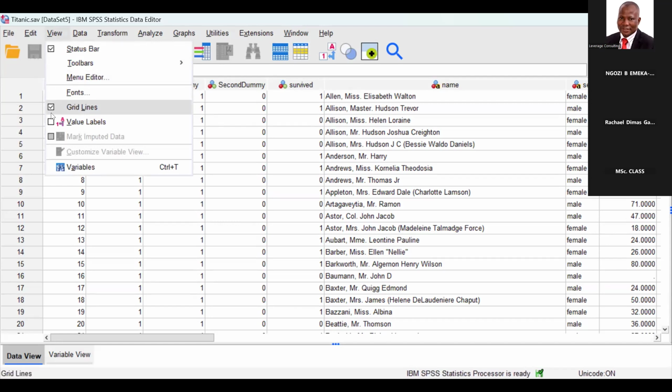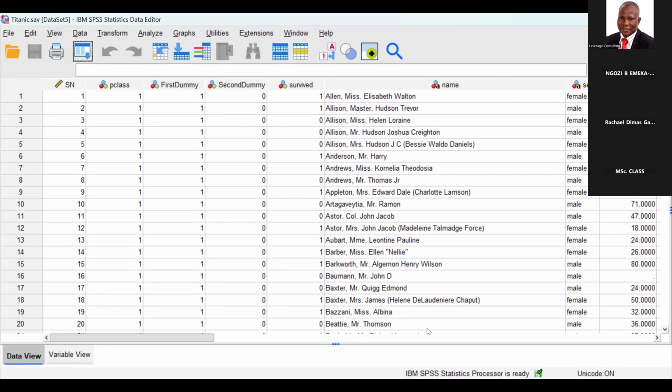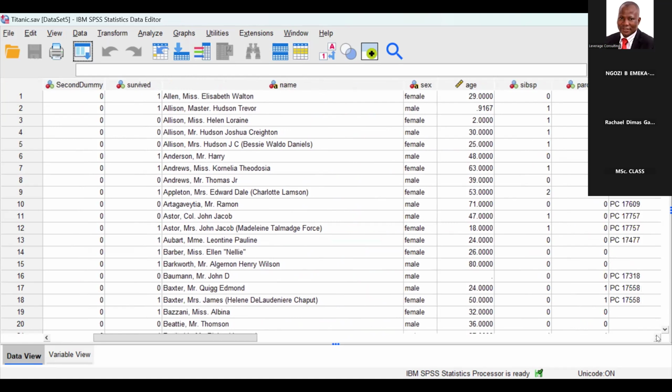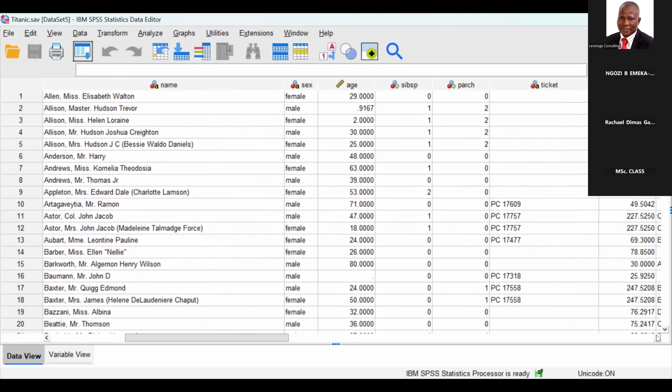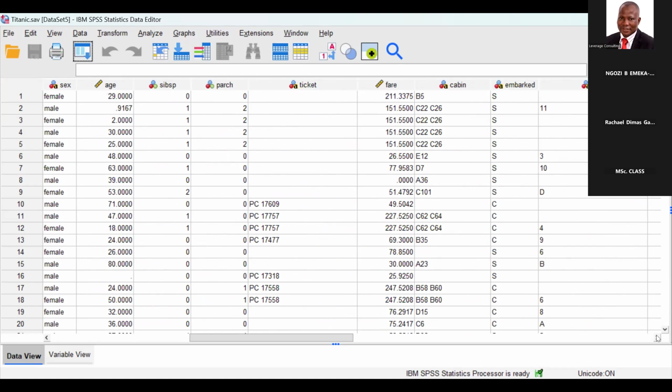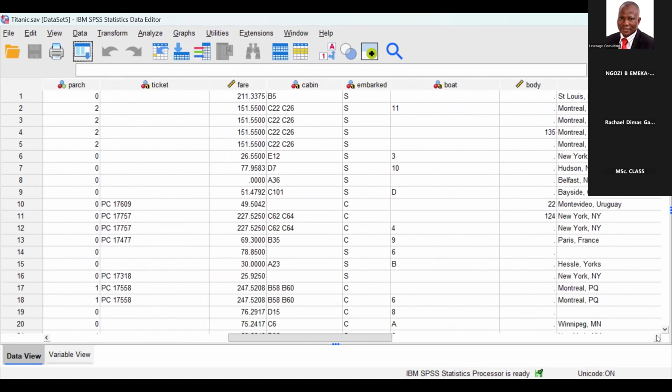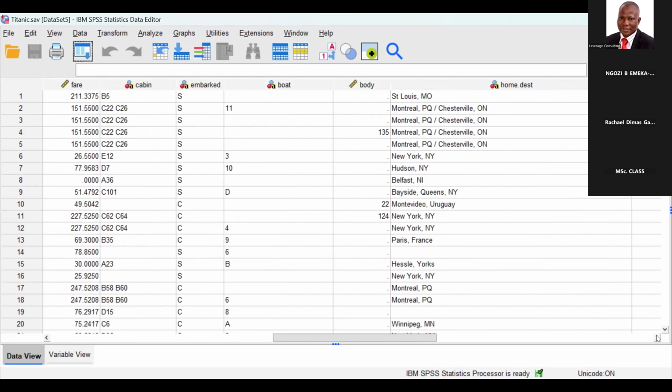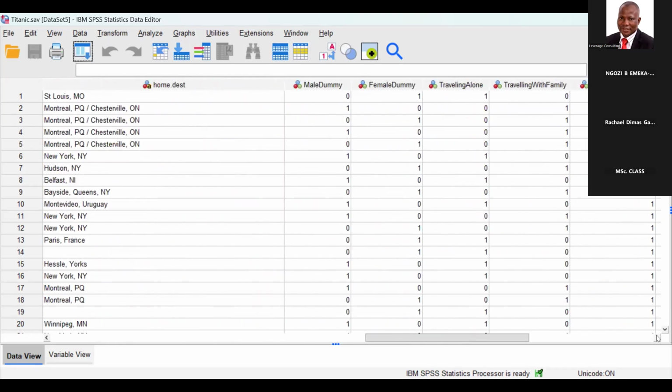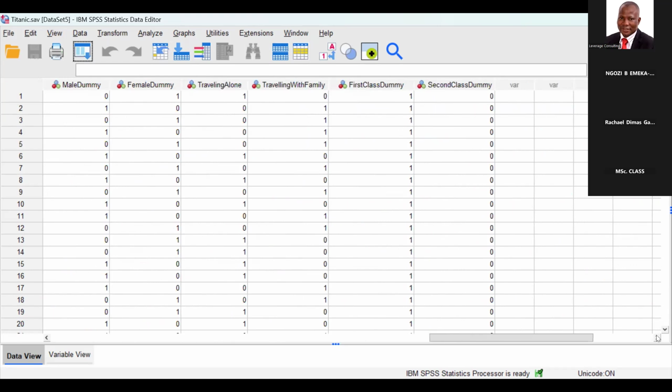Still scroll, you see the sex. Scroll to the right. Let's see, after sex, there's age. All this dummy 1, dummy 2, I don't know what. So age, sex, there's some other thing, female dummy.